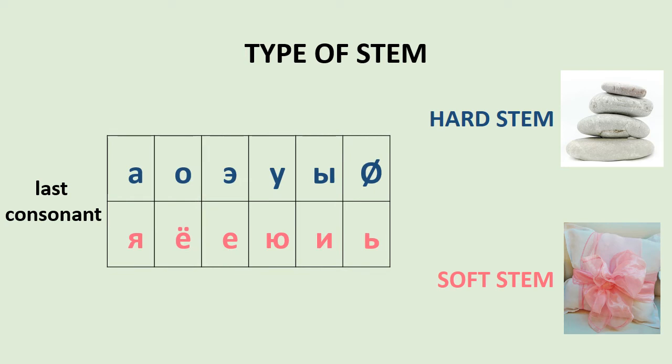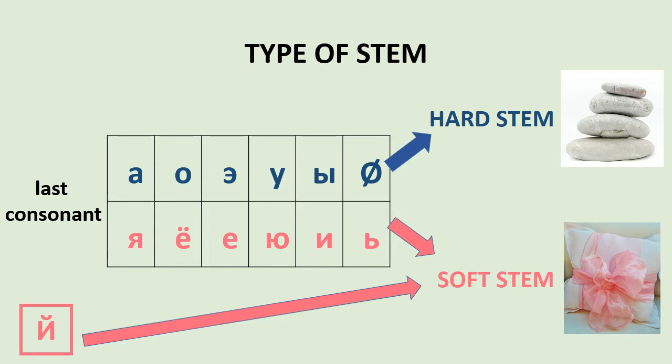If this last consonant is followed by vowels а, о, э, у, ы, or nothing at all, the last consonant is hard, and therefore the stem is hard as well. If this consonant is followed by vowels я, ё, е, ю, и, or a soft sign, мягкий знак, our stem is soft. We also need to remember that if the last letter is и краткое, not followed by anything, our stem is also soft because й is an inherently soft consonant.